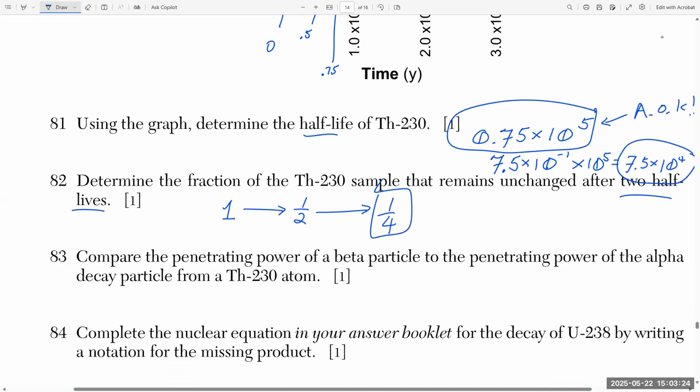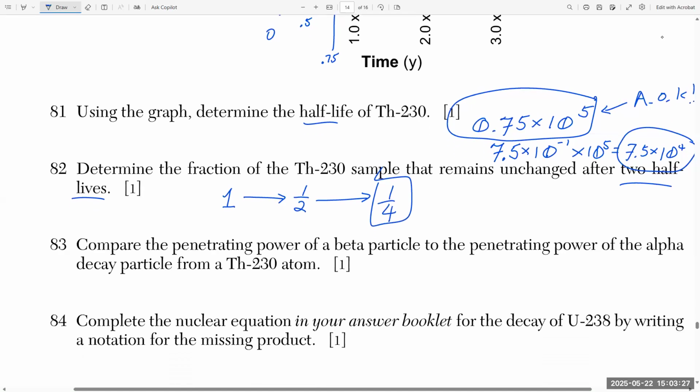Let's go to 83. Compare the penetrating power of beta particle to penetrating power of alpha particle, decay particle from an atom. I've actually said this, even though we didn't do nuclear, back when with the Rutherford gold foil experiment. Alpha particles are big and chunky, right? And I said big fat guys can't penetrate through as well as tiny little guys. Beta particle is also known as electron. They're tiny. So therefore, what we know is beta particle will penetrate much farther than an alpha particle. Okay, so that's what you're going to write.